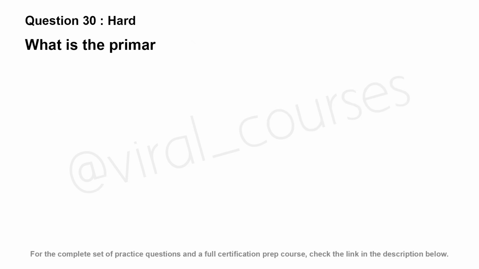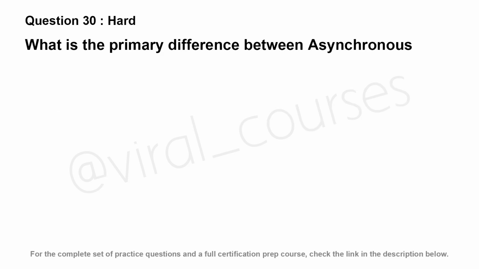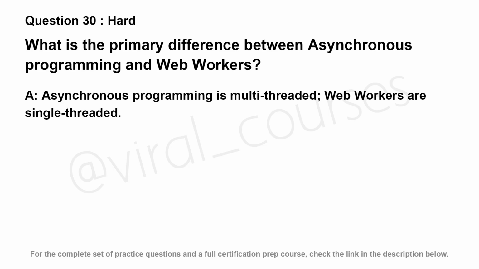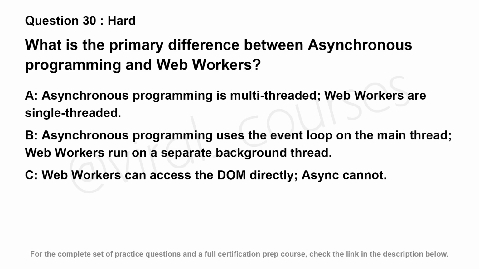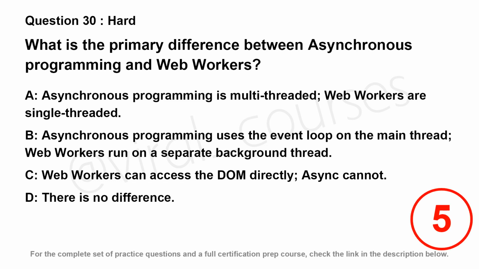What is the primary difference between asynchronous programming and web workers? Option A, asynchronous programming is multi-threaded. Web workers are single-threaded. Option B, asynchronous programming uses the event loop on the main thread. Web workers run on a separate background thread. Option C, web workers can access the DOM directly. Async cannot. Option D, there is no difference.